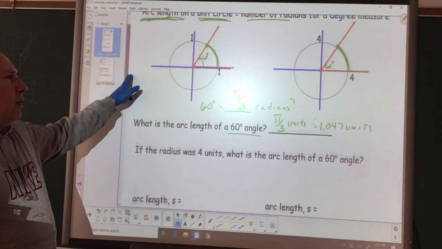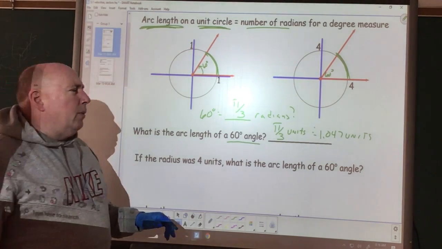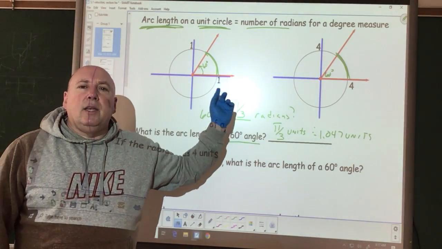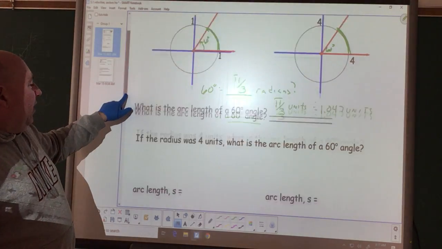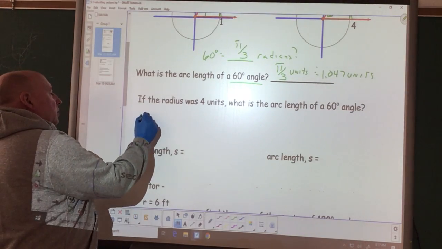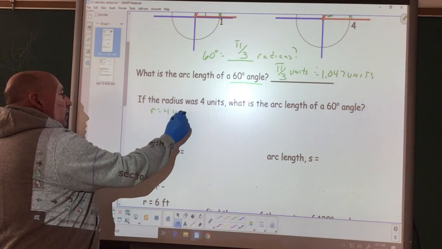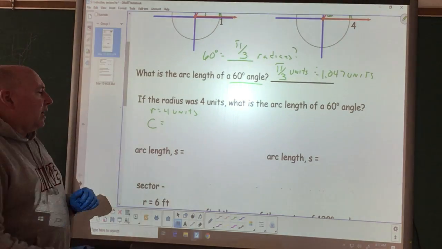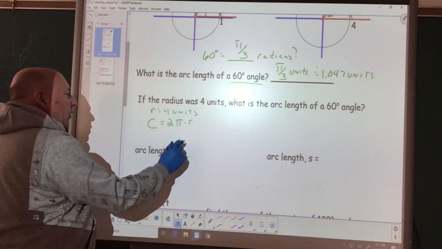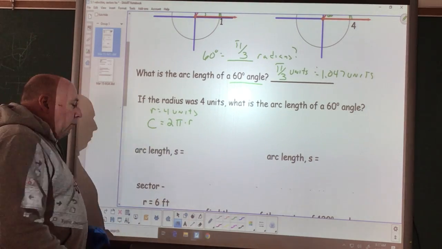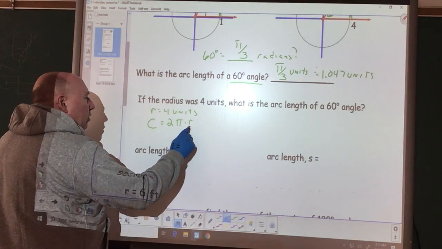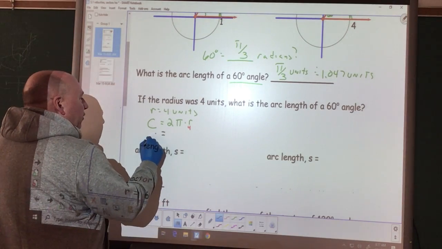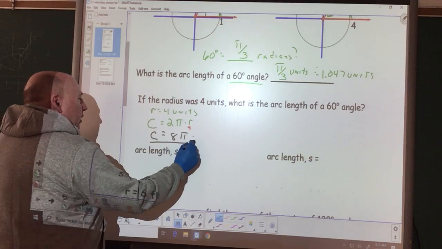One thing that we could do is, when we talk about arc length, we can also talk about the idea of a circle. If I have a circle with a radius of 4 units, what is the circumference of that? The circumference is calculated by 2 times pi times our radius. So we have a value of 4. We have 2 times pi times 4, which gives us a circumference of 8 pi units.